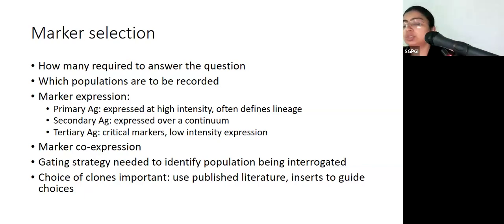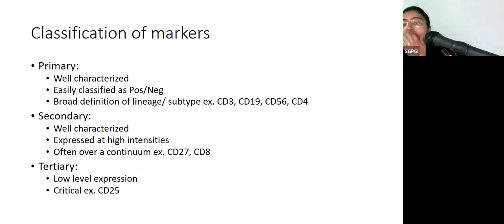And for clones, it is always important to choose the right clone. For example, if you want to assess the MDS, so you want to assess CD16 on the granulocytes, you want a clone of CD16 which will react well with neutrophils. You may have a clone of CD16 which works very well with NK cells, but it may not react to granulocytes at all. So you can get that information using published literature, sometimes asking your friends who are doing that experiment.